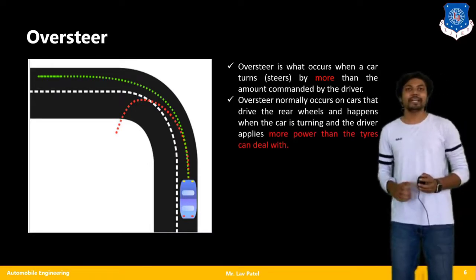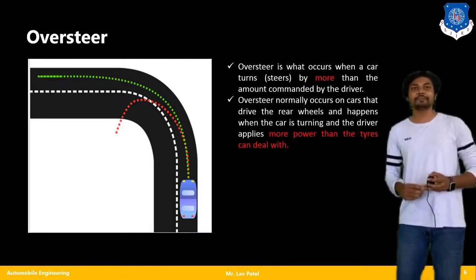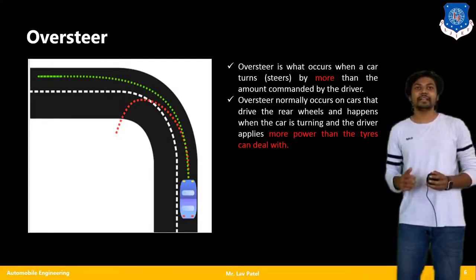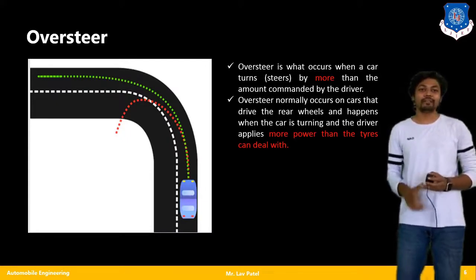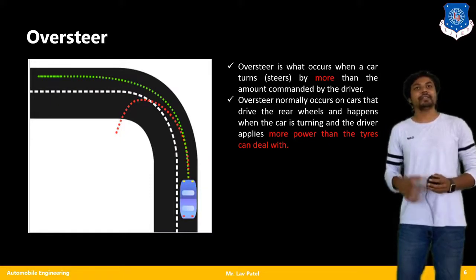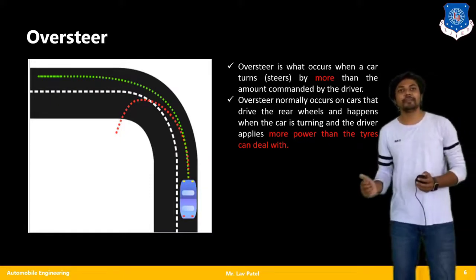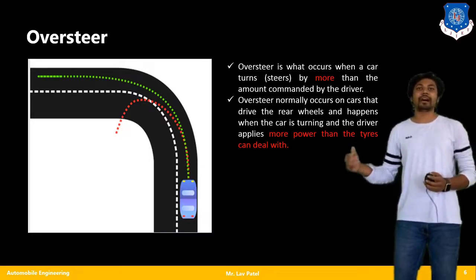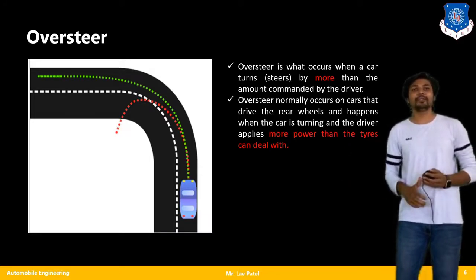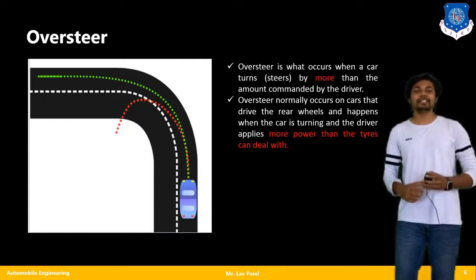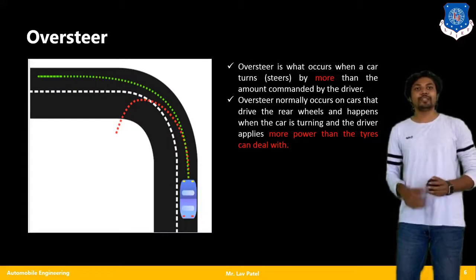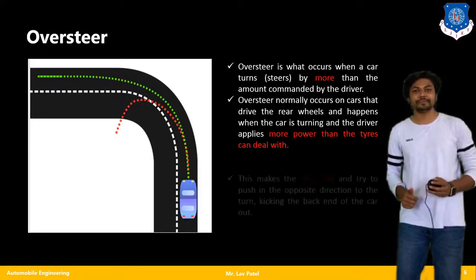Also, oversteer normally occurs on cars that drive the rear wheels, and that happens when the car is turning and the driver applies more power than the tires can deal with. So again, this also depends upon the driver's condition or the ability of the driver to react when the oversteering is going to happen. So basically, understeer and oversteer depend upon the driver's situation or experience.